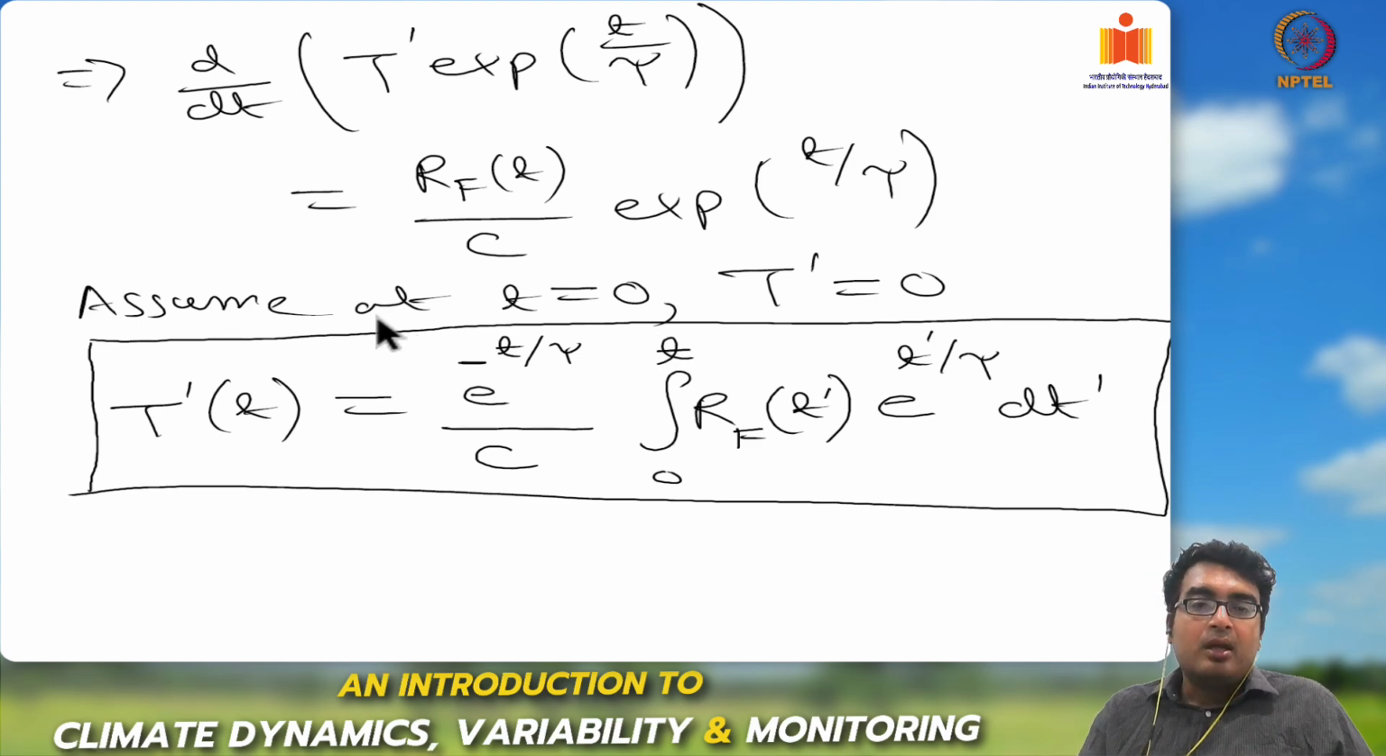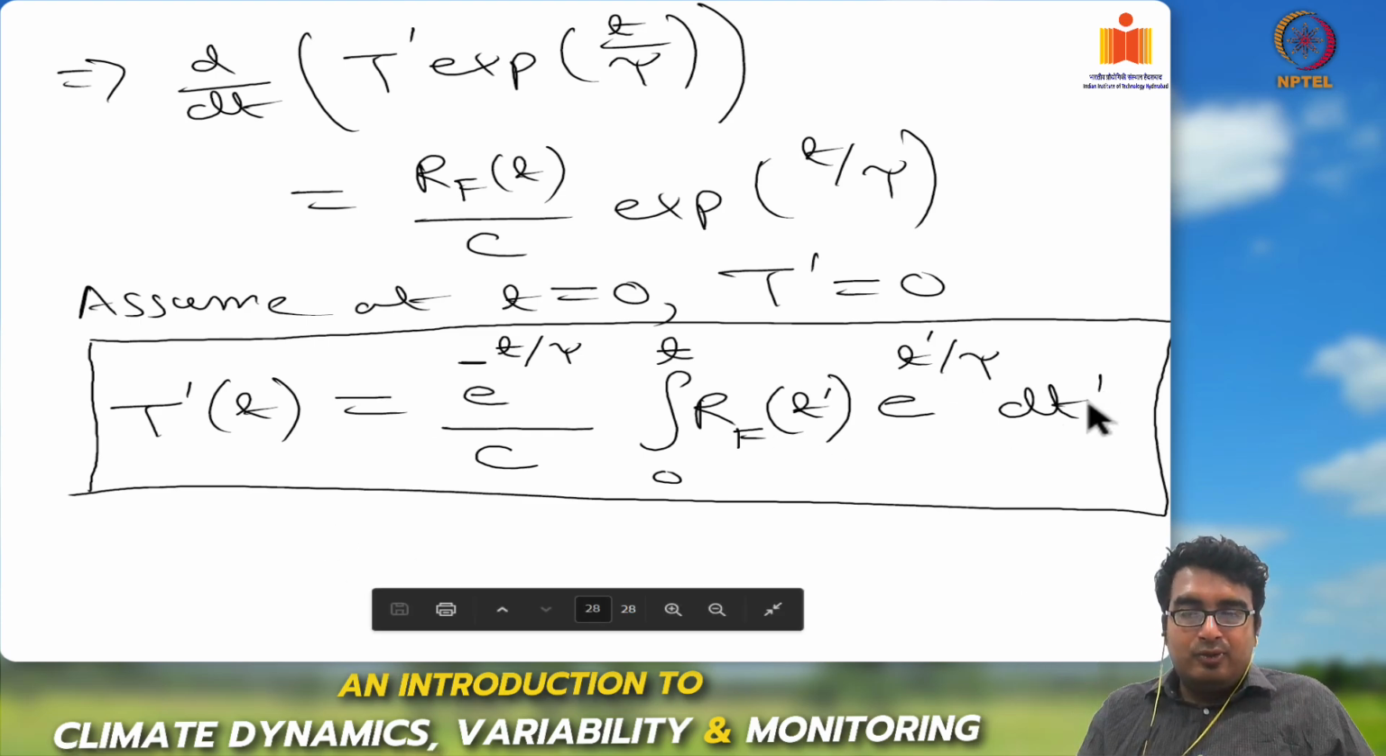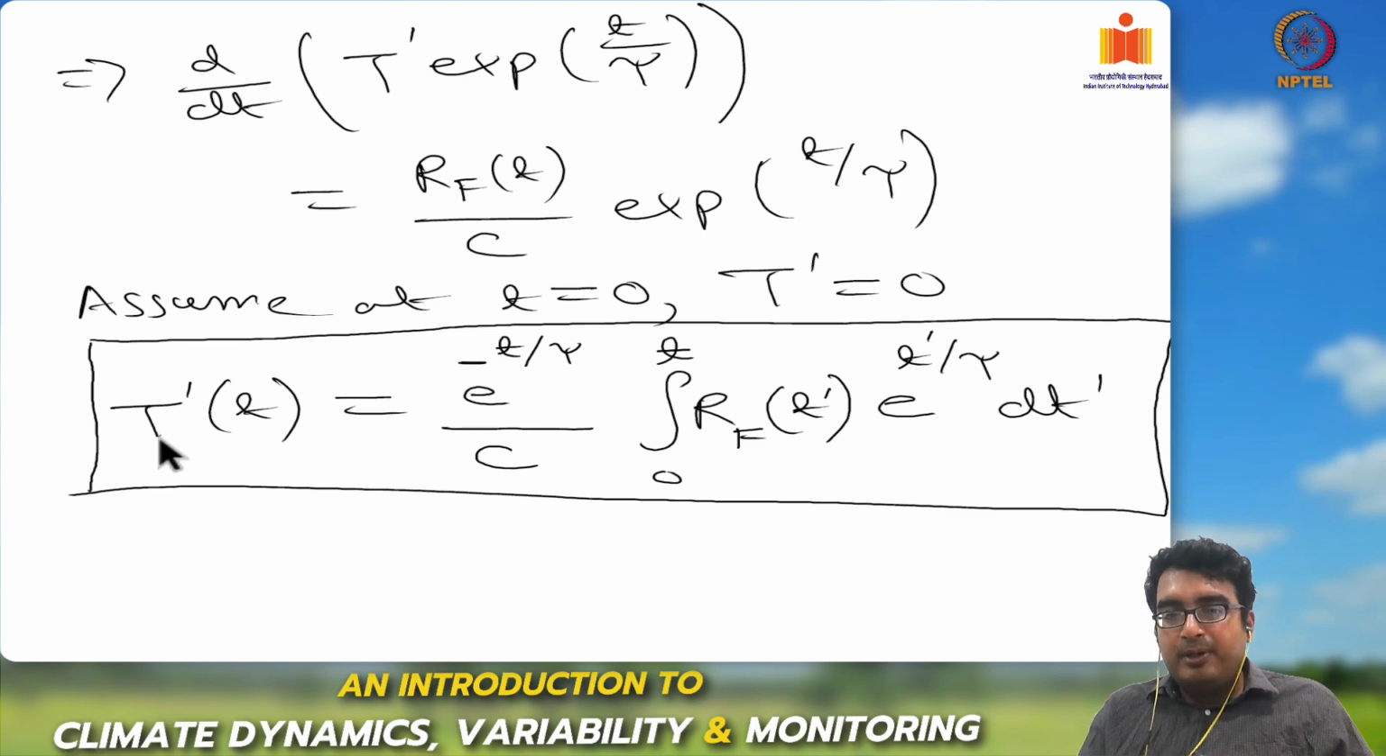So now if we take this initial condition and integrate, then we get T' as you can see, and this exponential term goes on that side. So you get exponential of minus t by tau by C, integral of 0 to t, the radiative forcing term, into exponential of t' by tau dt'. Here t' is a dummy variable. So do not get confused. Capital T' is the temperature perturbation with time.